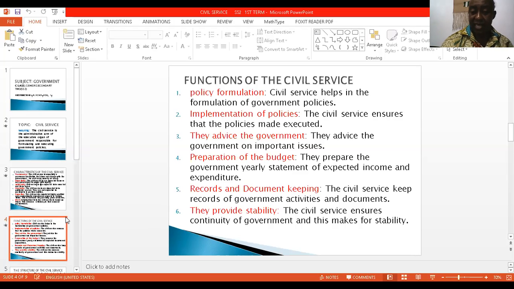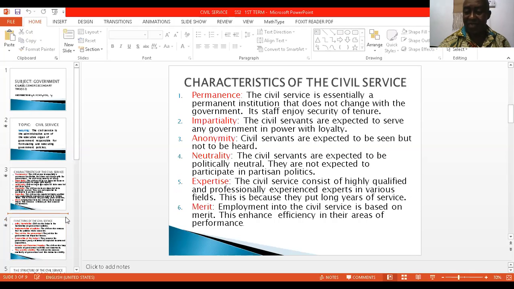That's very interesting. Why are the civil servants not participating in partisan politics? Okay, I will answer that question very soon, not now. And remember, we said that part of the characteristics is being politically neutral. They are not expected to participate in partisan politics. If you want to play politics, you want to contest for one thing or another, you resign your appointment and go for politics. That is one of the characteristics. They are not meant to play politics.